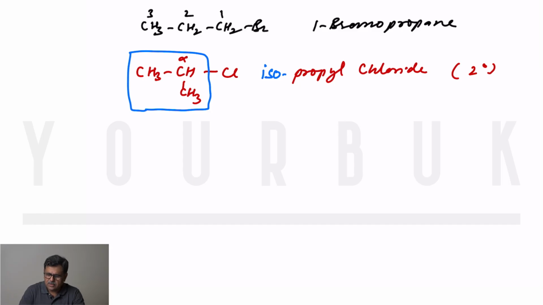Now in the IUPAC system, you have to number the carbon atoms in such a way that the alpha carbon gets the minimum number. We have 3 carbons in the longest chain, 1, 2, 3, and the position of the chlorine is number 2. So the IUPAC name is 2-chloropropane. Remember, the iso group is when 2 methyl groups are directly bonded to a CH, and iso always gets preference over 2 degree.